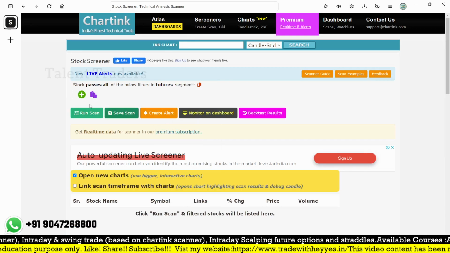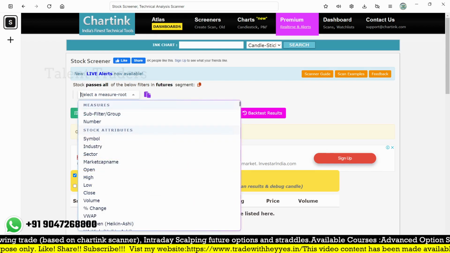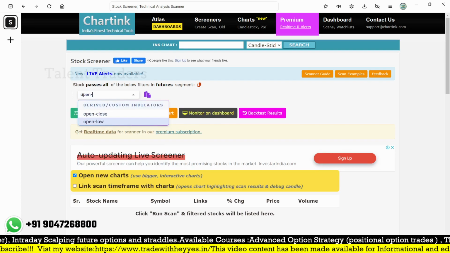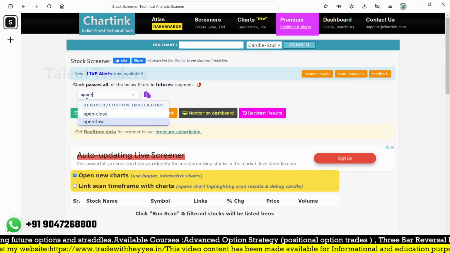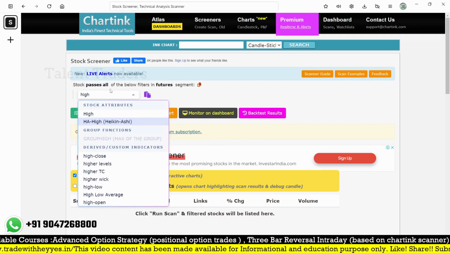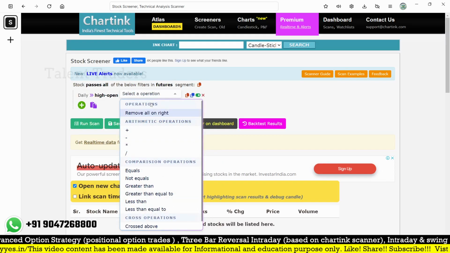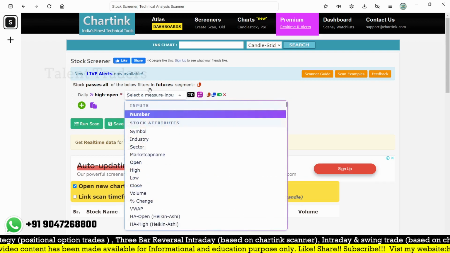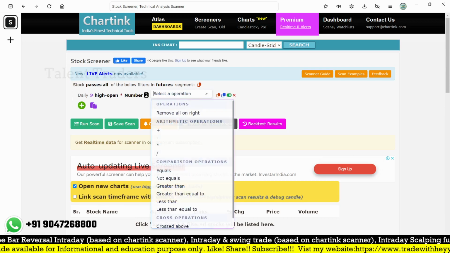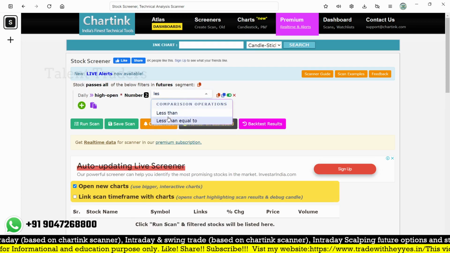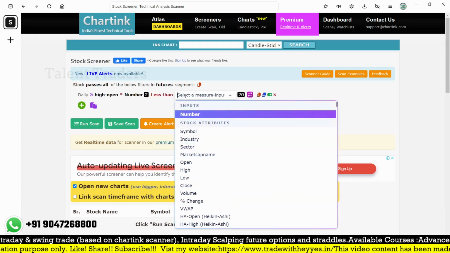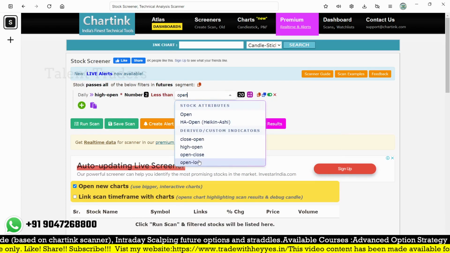I'm just going to futures, and in this case, hammer is a different one. So open minus, sorry, close minus open. So this may be the condition on the candle. It must be a number. It's a condition for the scanner. Okay, so it must be less than, not less than or equal to. It must be less than open minus low.